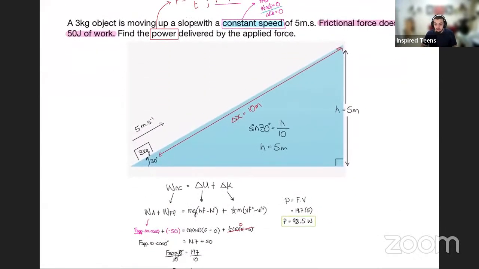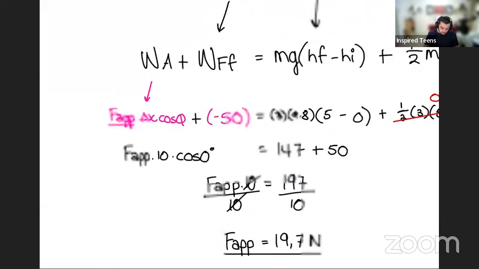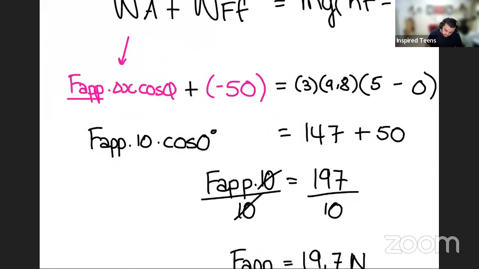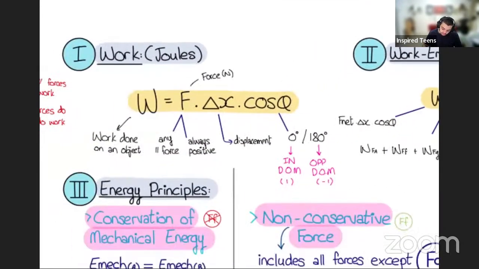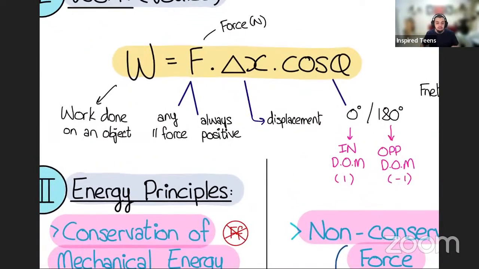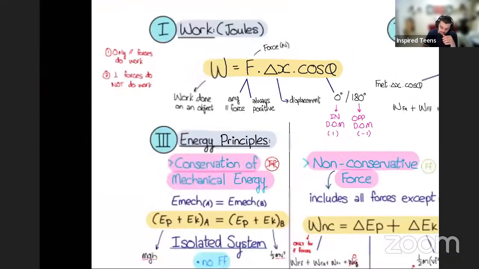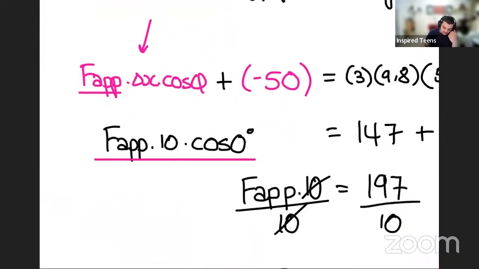Okay, why did you not use cosine 180? Okay, that's a good question, thank you. Why did I not use cosine 180 here? Okay, so remember there's two different possibilities for cosine. I either use 0 or I use 180. I will use 0 when the force is in the direction of motion, and I will use 180 when the force is opposite to the direction of motion. Here, this is an applied force.